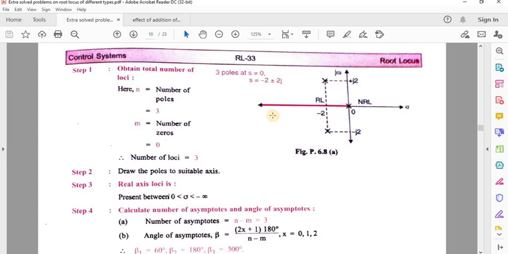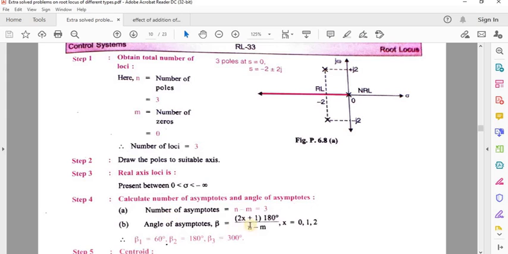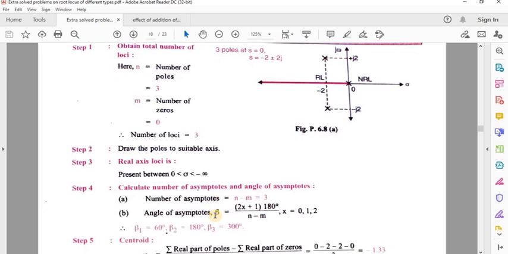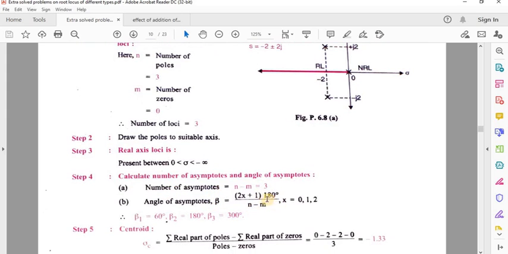So we can see here from minus infinity to 0 there is only one element which is odd. Okay, one root which is a pole. So the loci will be present from 0 to minus infinity. Okay, next, number of asymptotes is 3. Angle of asymptotes you can see for 3 values of x. For x equal to 0, the angle of asymptote is 60, then 180, then 300.